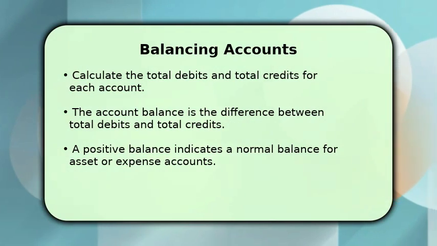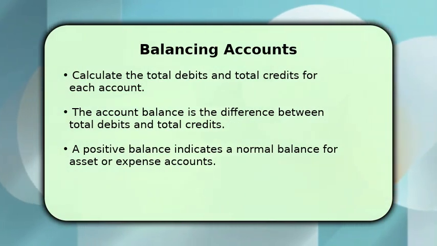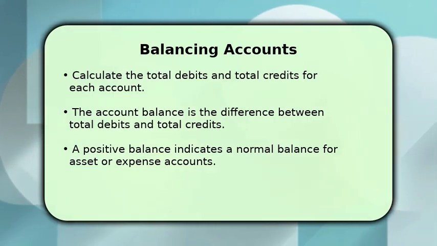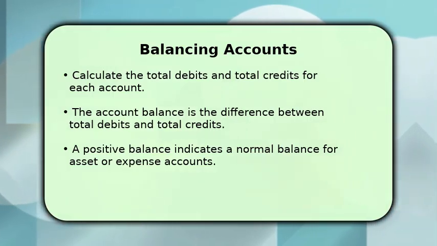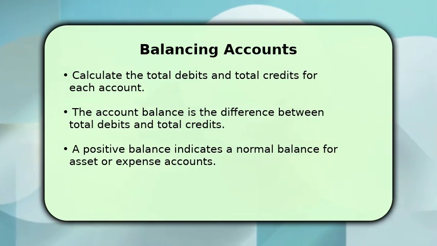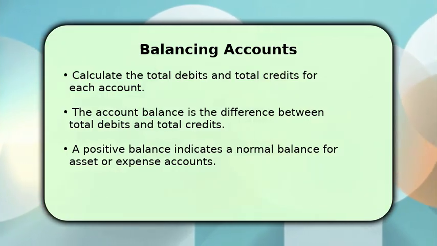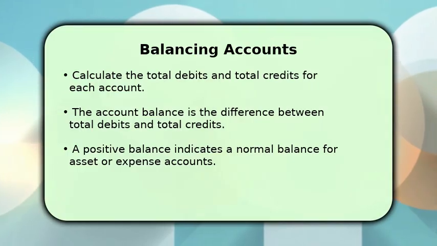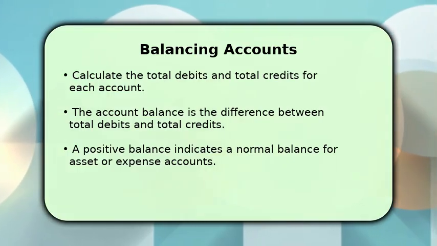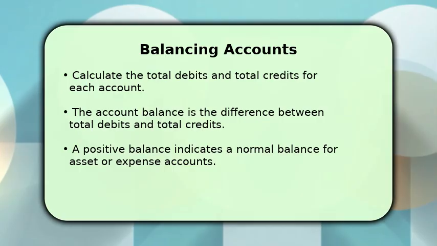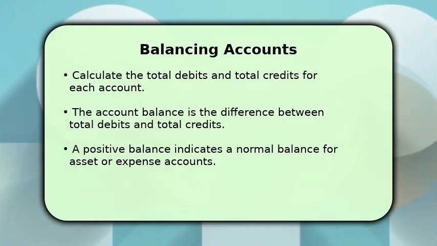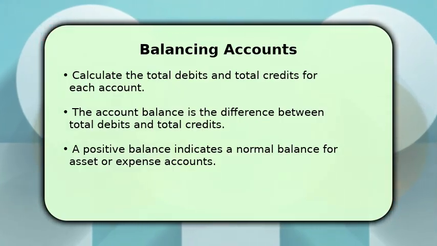Once transactions are recorded, the next step is balancing your accounts. For each individual account, sum up all the debit entries and all the credit entries separately. The difference between these two totals gives you the account's balance. For instance, if your cash account has more debits than credits, you have a positive cash balance. This process prepares your data for creating essential financial statements.